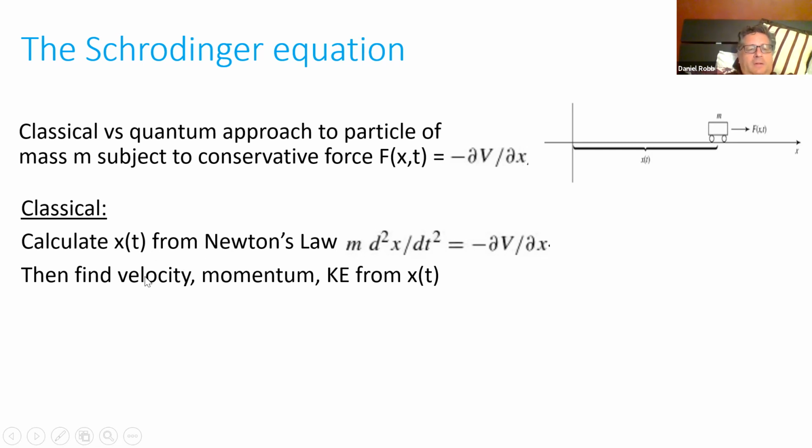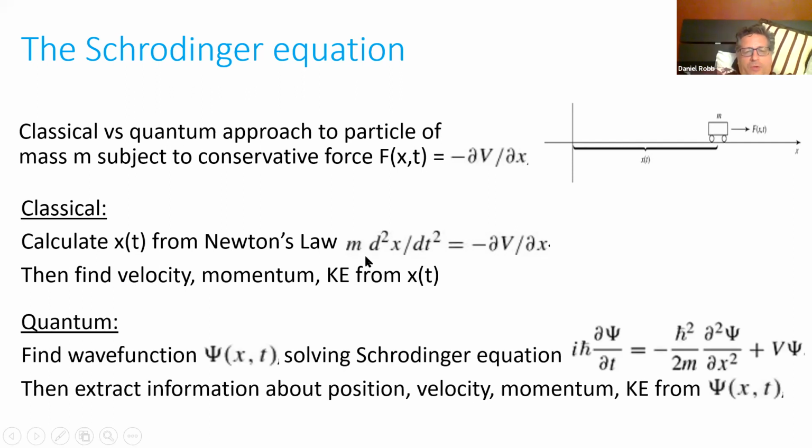Once we had that, we know how to get the velocity from the position as a function of time, just taking the time derivative. We can get the momentum from the velocity just by multiplying by the mass. And we can get the kinetic energy by taking 1/2 the mass times the velocity squared. So we can get all these quantities directly from x of t.